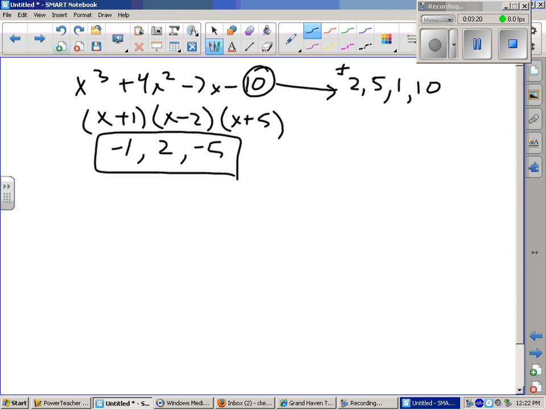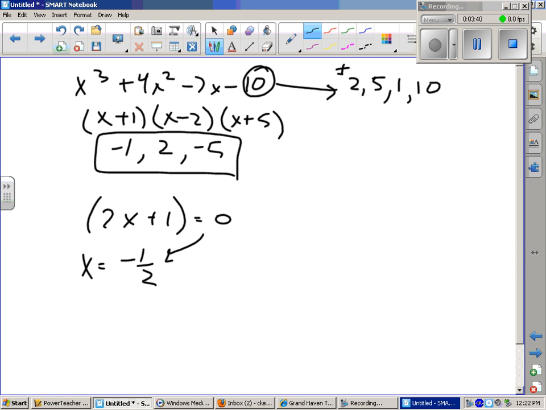Rational numbers are just fractions, so sometimes they come out to be, if you had a 2x plus 1, the fraction would be negative 1/2 for the zero. Just set this equal to 0, and that's what you get for the result. So sometimes you're going to have rational answers.